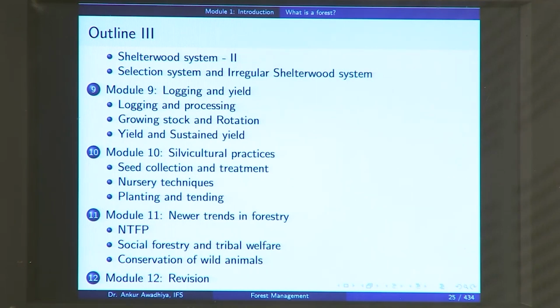So, in social forestry we have joint forest management. How do you ensure the welfare of tribals that are living in the forest, and how do you conserve wild animals? So, we will look at all of these in the 11th module, and the 12th module will be a revision of the whole course.